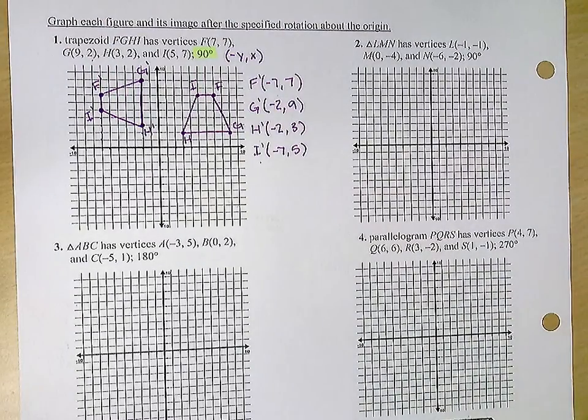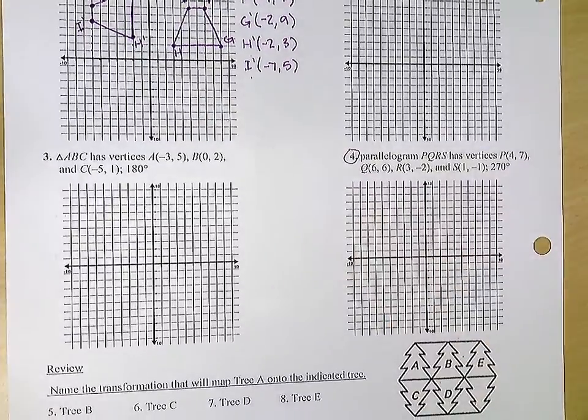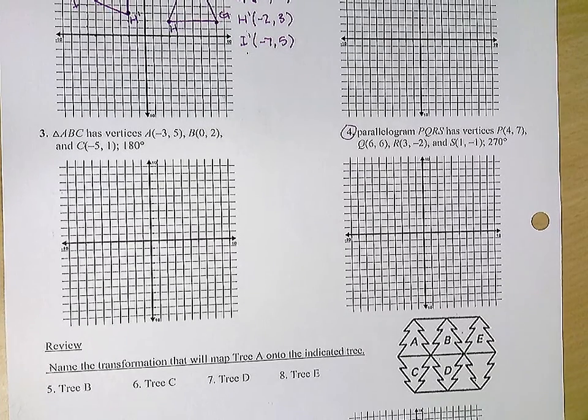Okay, so here would be my image after that 90-degree counterclockwise rotation. Okay, questions on how I did number 1? All right, I want you guys to do number 4. Plot the points and then find the rule that was on the front of your note sheet to rotate that 270 degrees.